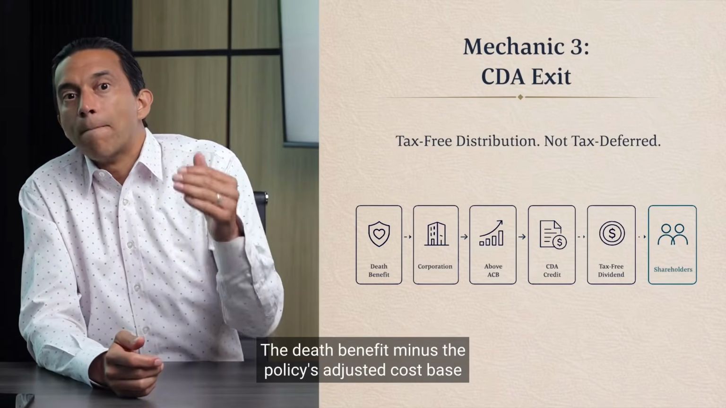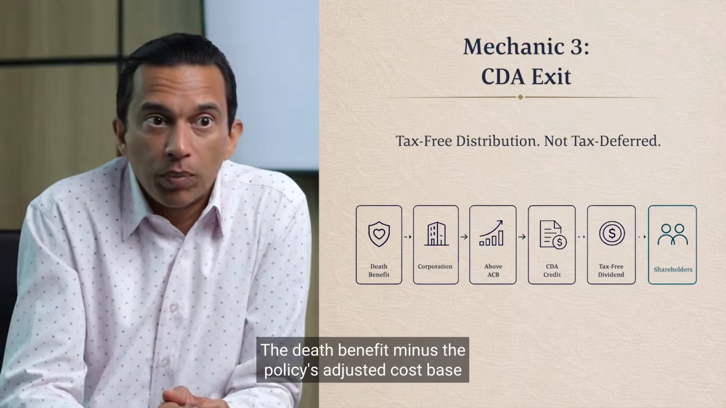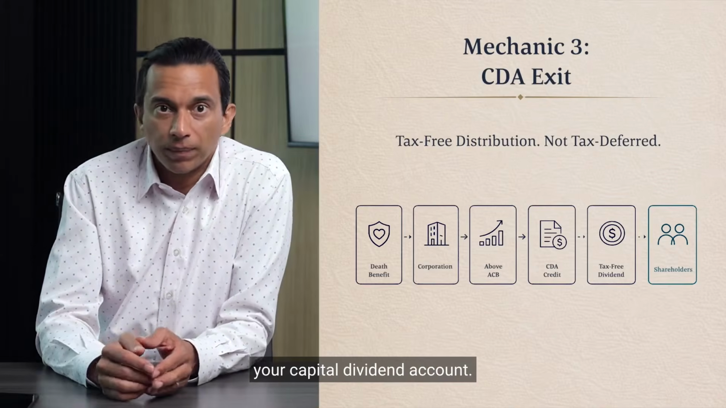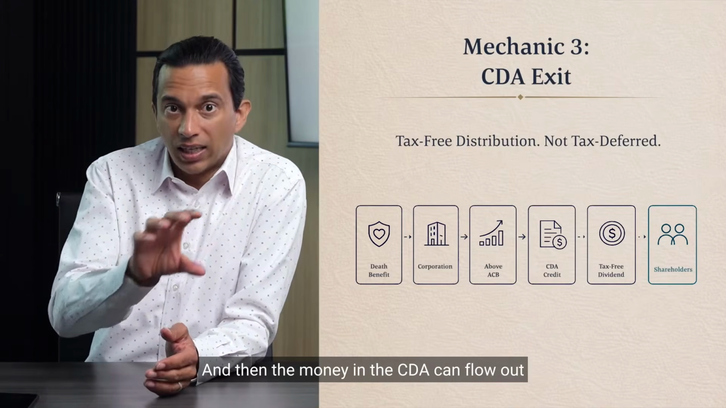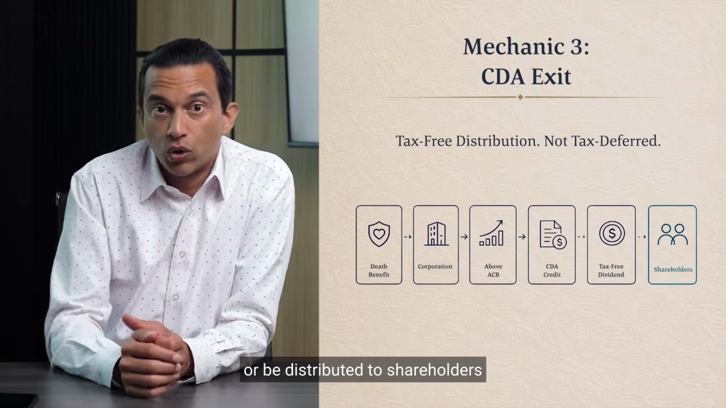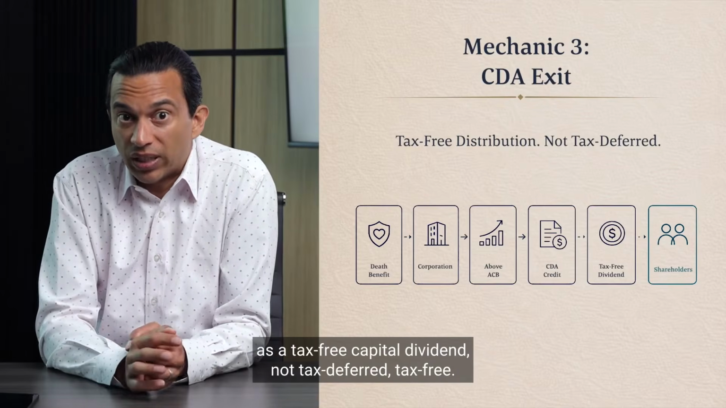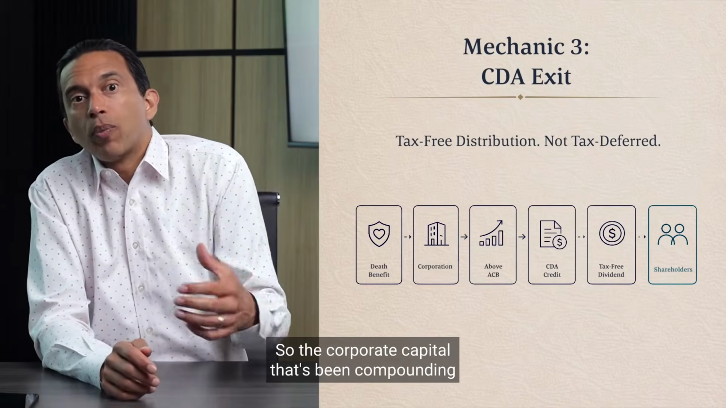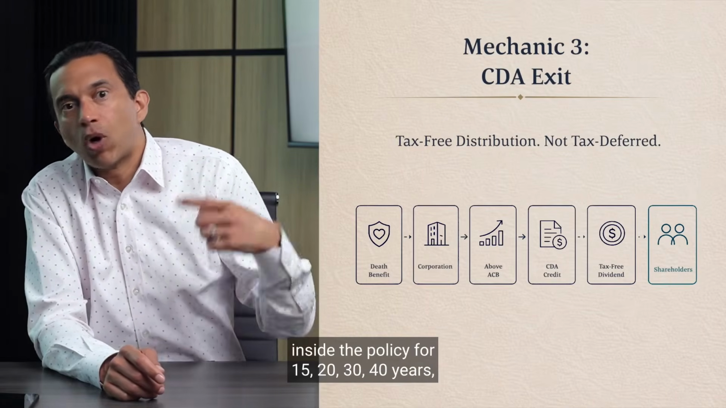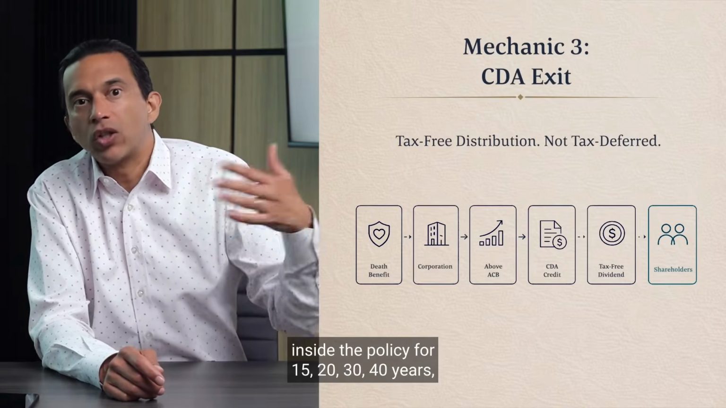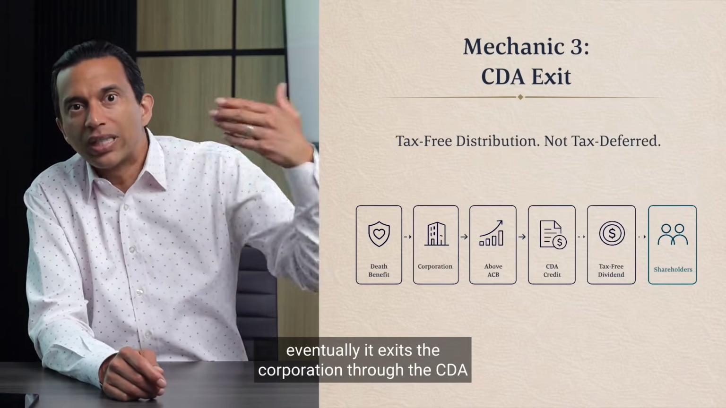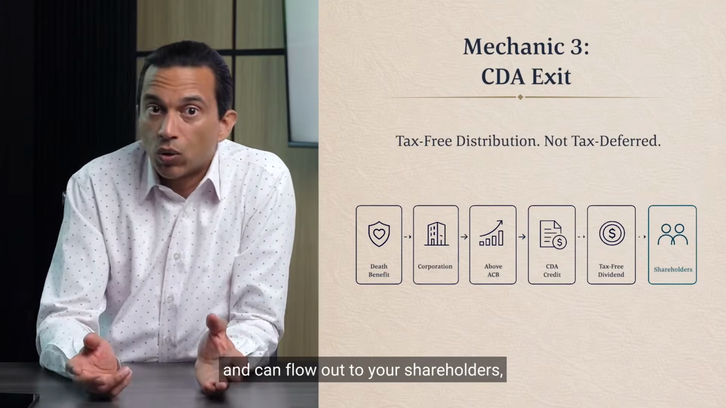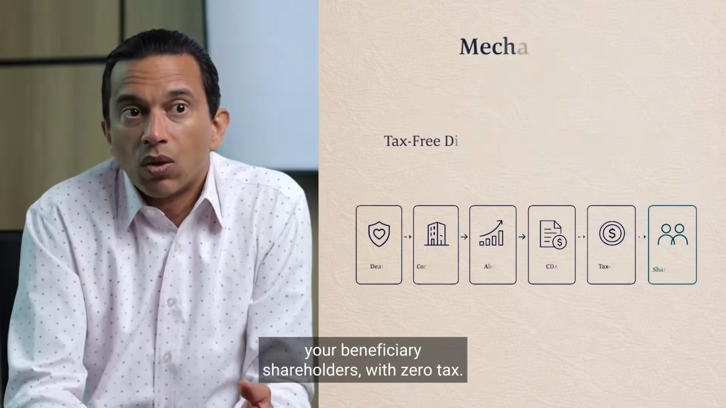The death benefit minus the policy's adjusted cost base generates a credit to what's called your CDA, your capital dividend account. And then the money in the CDA can flow out or be distributed to shareholders as a tax-free capital dividend, not tax-deferred, tax-free. So the corporate capital that's been compounding inside the policy for 15, 20, 30, 40 years, eventually it exits the corporation through the CDA and can flow out to your shareholders, your beneficiary shareholders, with zero tax.